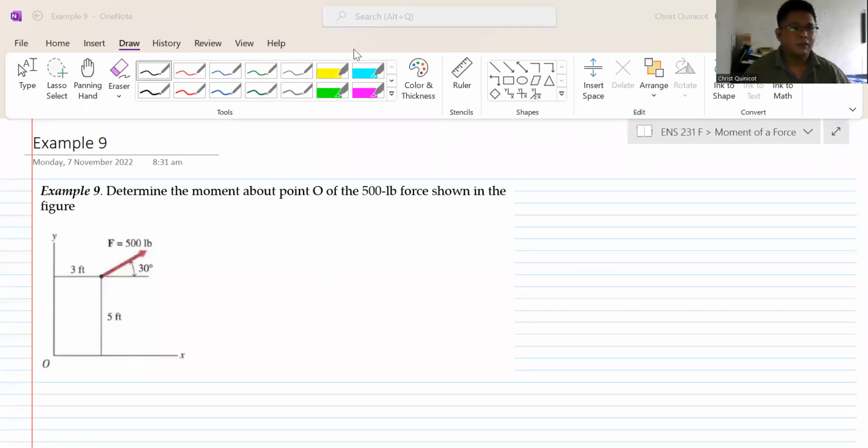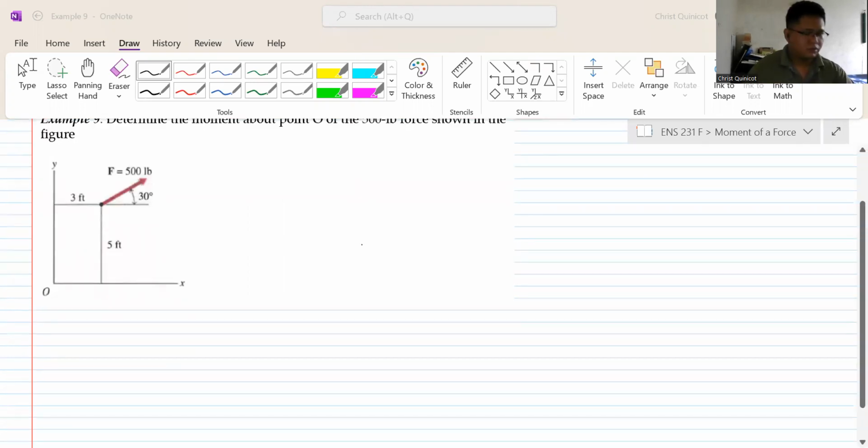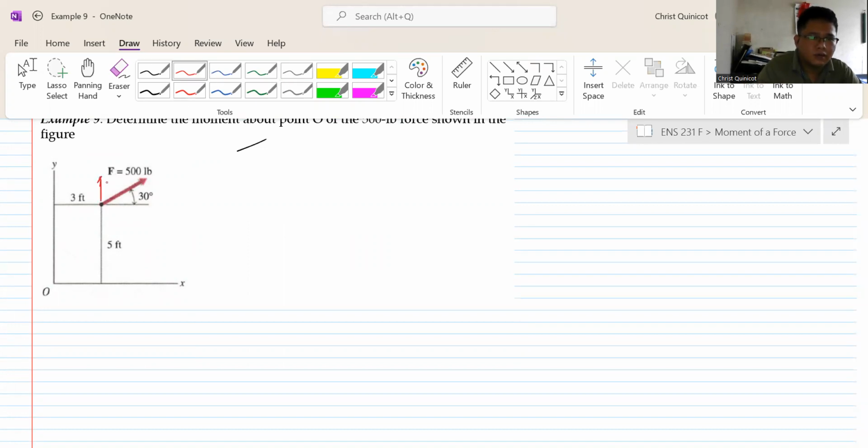Example number 9. Determine the moment about point O of the 500-pound force shown in the figure. If we follow Varignon's theorem, we write: this is our F sub y going up. This is F sub x going to the right.